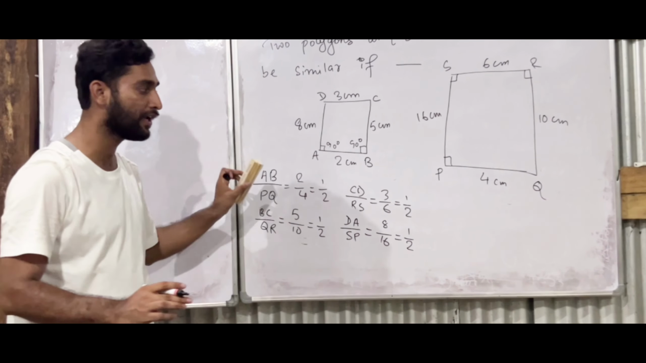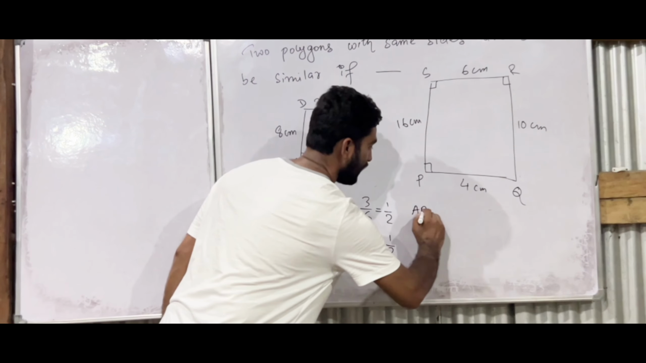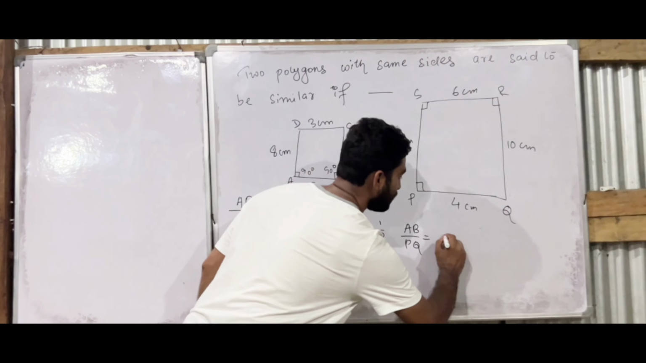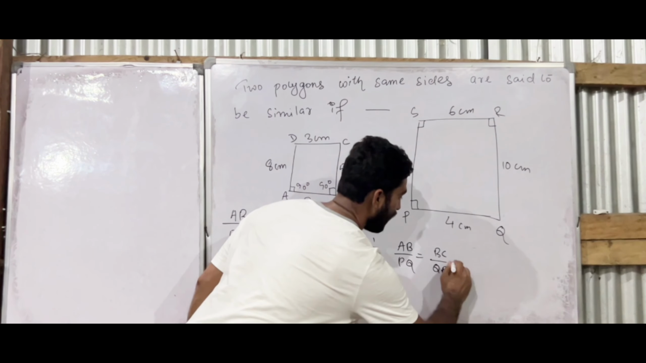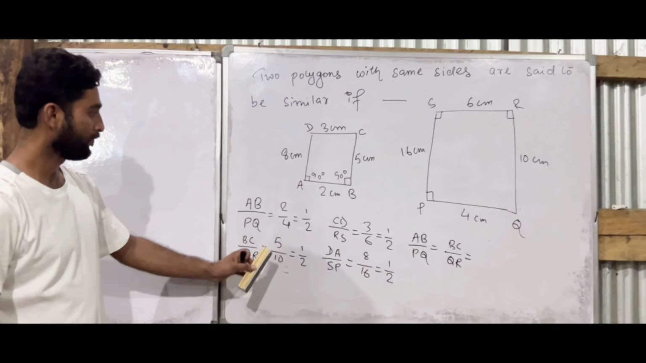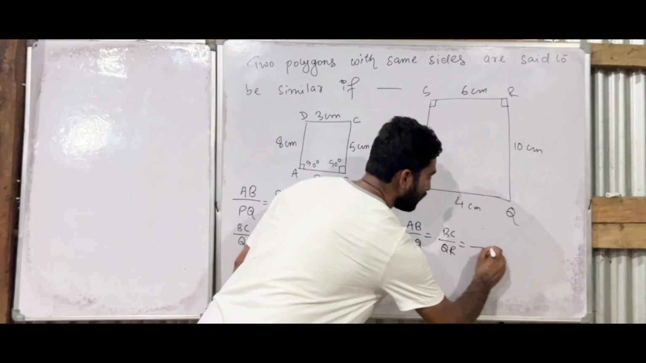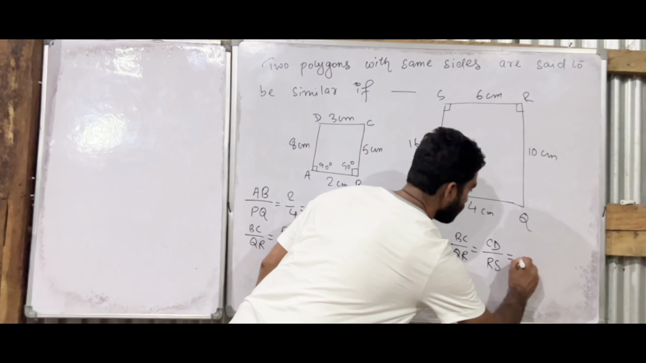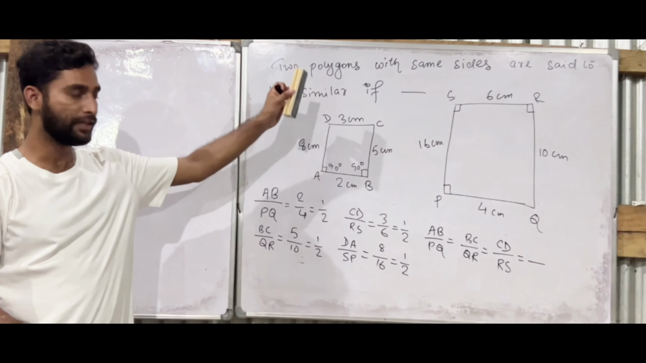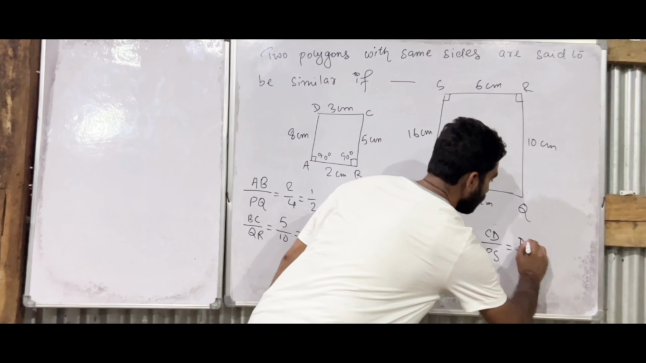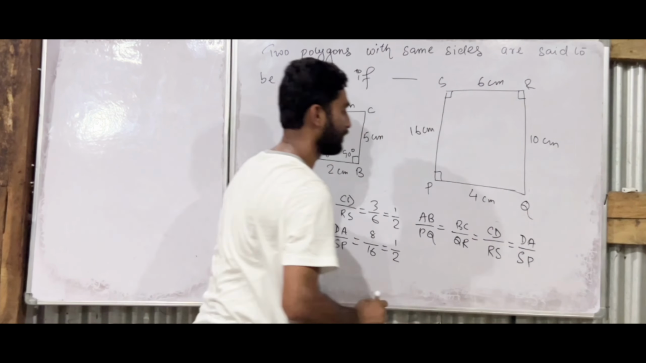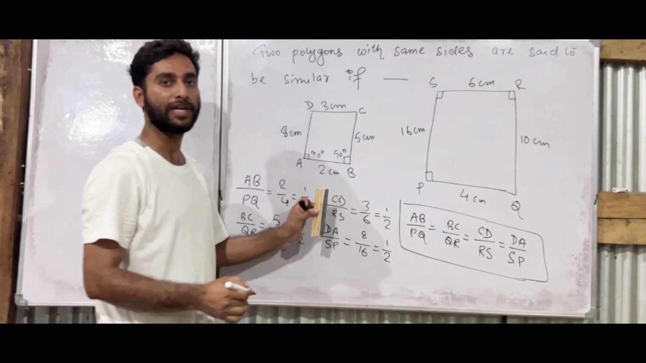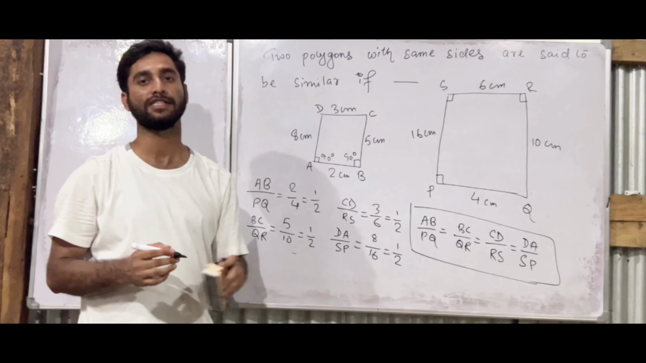So from this, what can we conclude? AB divided by PQ is equal to BC divided by QR is equal to CD divided by RS is equal to DA divided by SP. If these two conditions are satisfied, then only can we say the given polygons are similar.